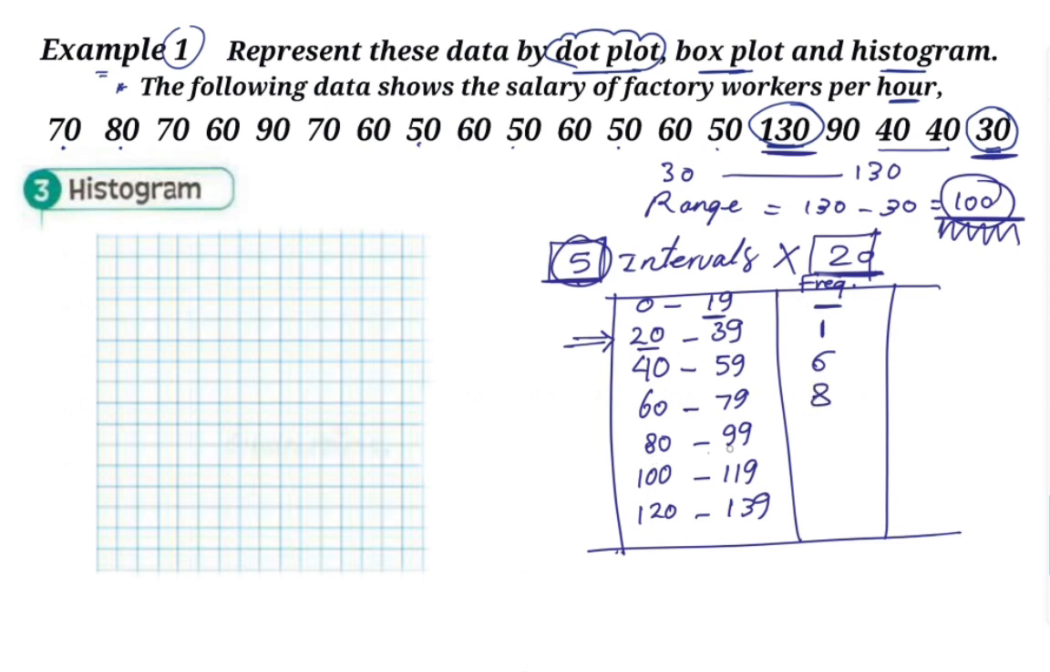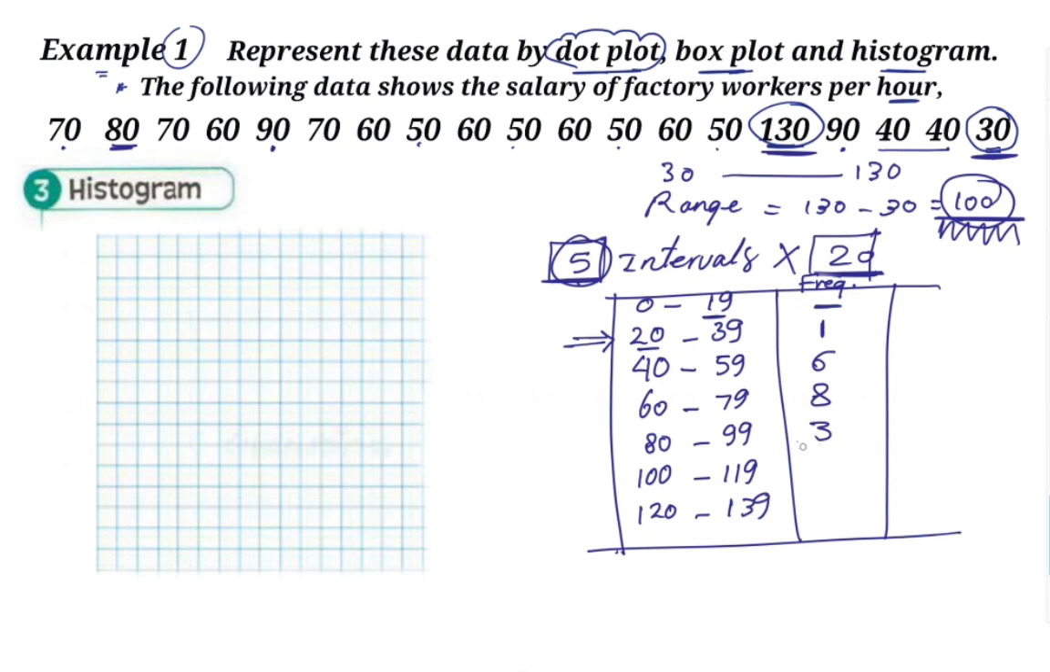80 and 99. Just 80 and 90. How many 80s? We have just one 80. Where is it? Yes, one 80. How many 90s? We have two 90s. Where is 90? Look here, we have one 90 here, and the other 90, yes, here. So we have 2 plus 1 equals 3. So we have 3 frequency for this interval.